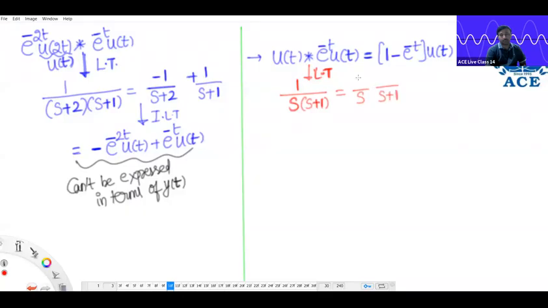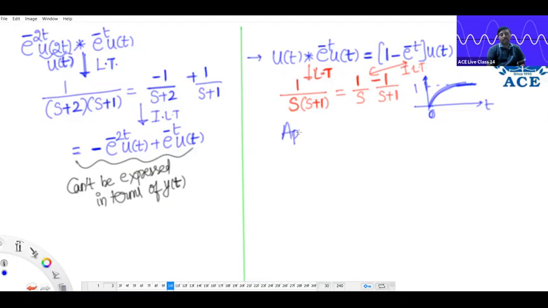What is the partial fraction? S place 0 gives 1, s place minus 1 gives minus 1, that is the residue. Inverse Laplace is like this, which acts like a growing exponential. That is the graph, sir: 1 minus e power minus t ut.